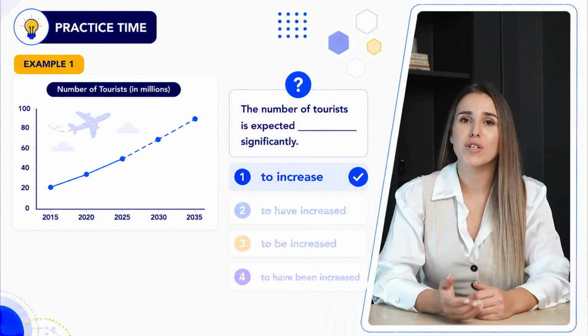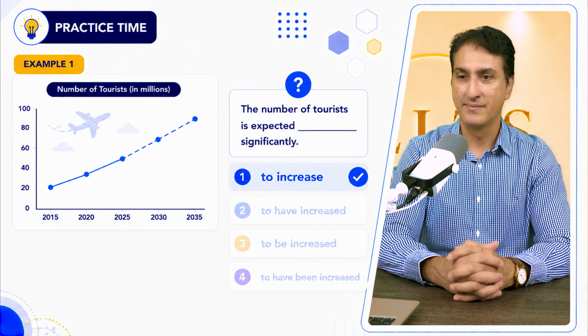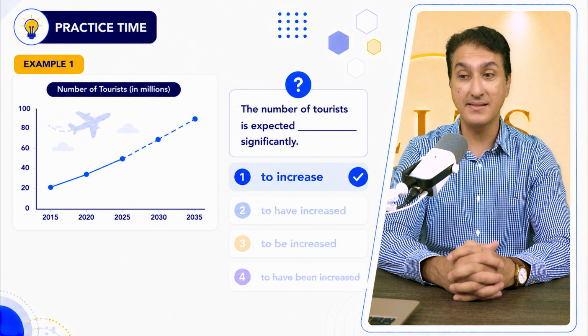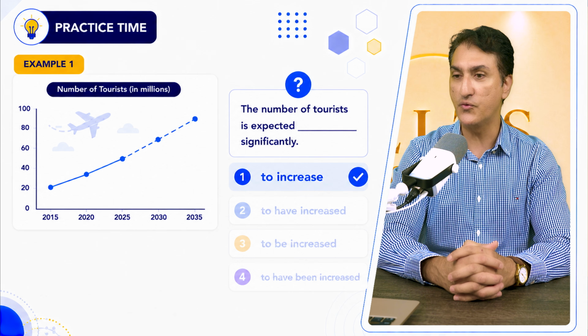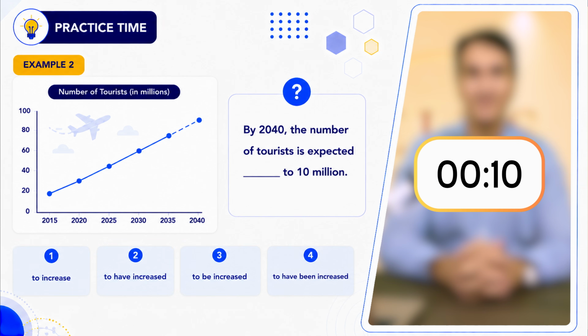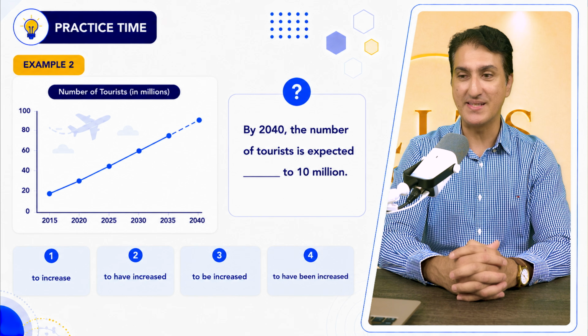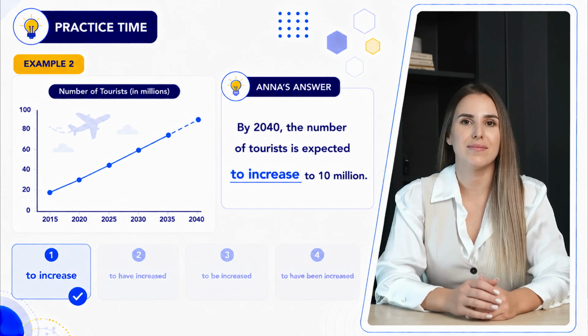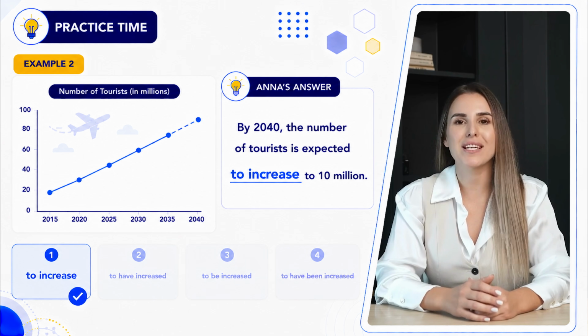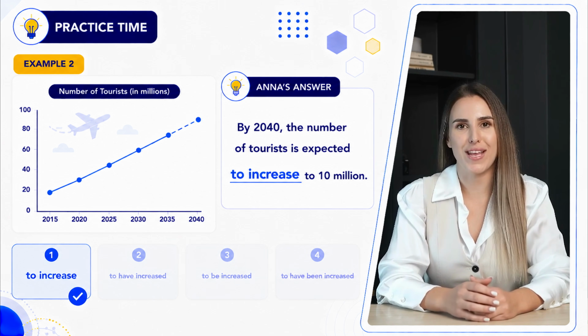The number of tourists increases naturally. Excellent. That's exactly right. Let's move to the next example. Anna, which structure would you use this time? I would say to increase because we're talking about a future trend.